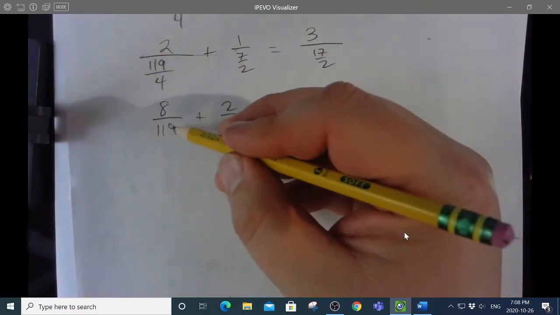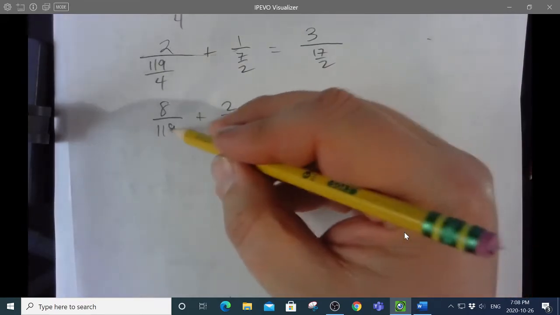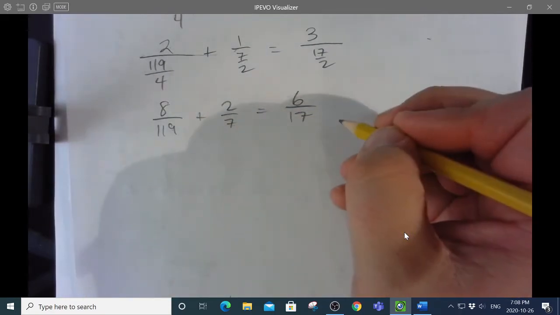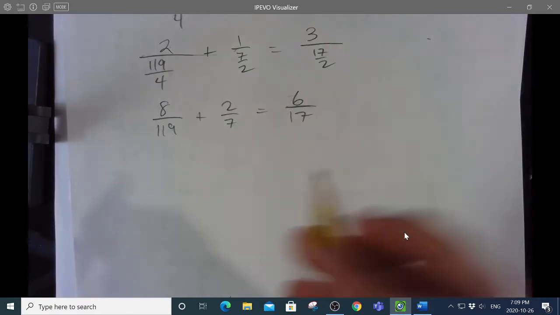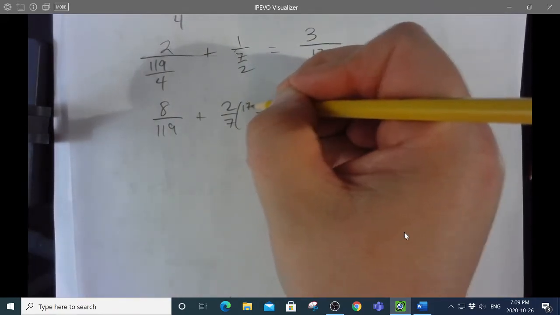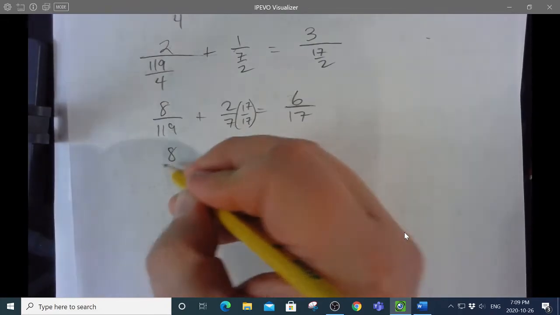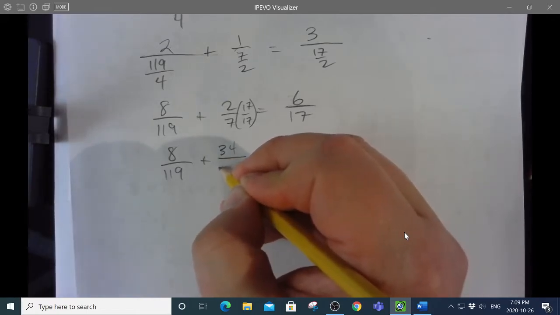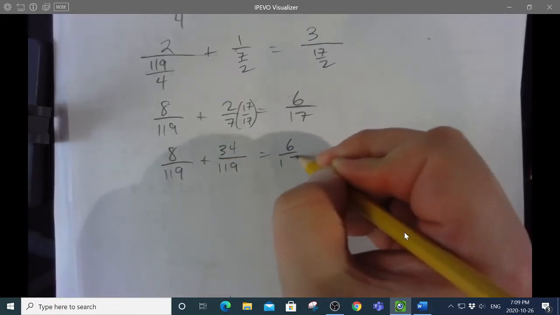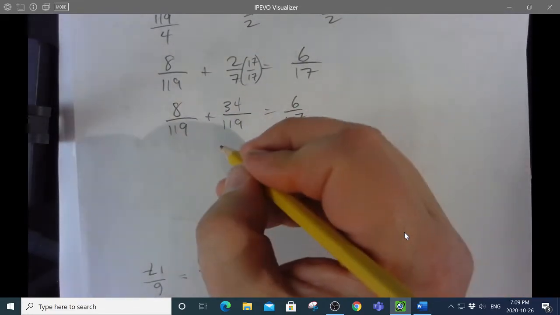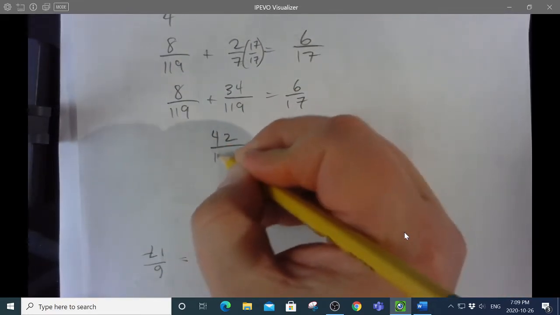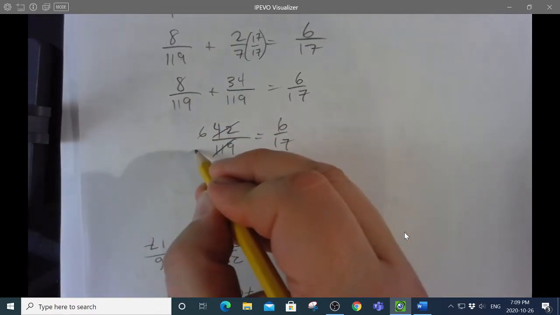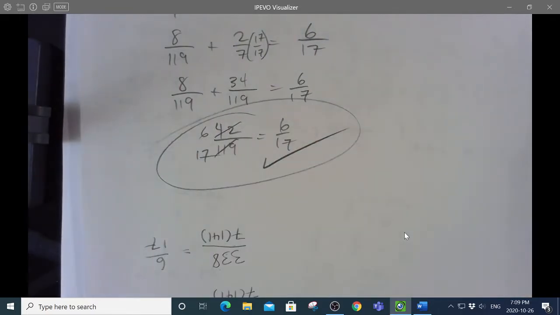And let's see. What can I do with this? There is a 7 in here, right? And I think this is actually 7 times 17. Yep, 7 times 17 would be 70 plus 49, which is 119. So I'm going to times this guy by 17 over 17. And that's going to be 8 over 119 plus 2 17s is 34 over 119 is equal to 6 over 17. 8 plus 34 is 42 over 119 equals 6 over 17. Both of these things have a 7 in them. And there it is. Phew!